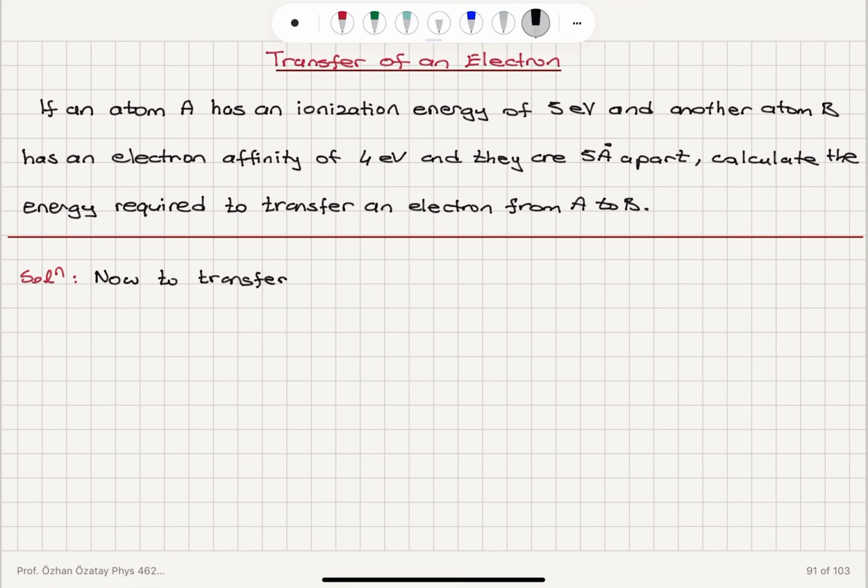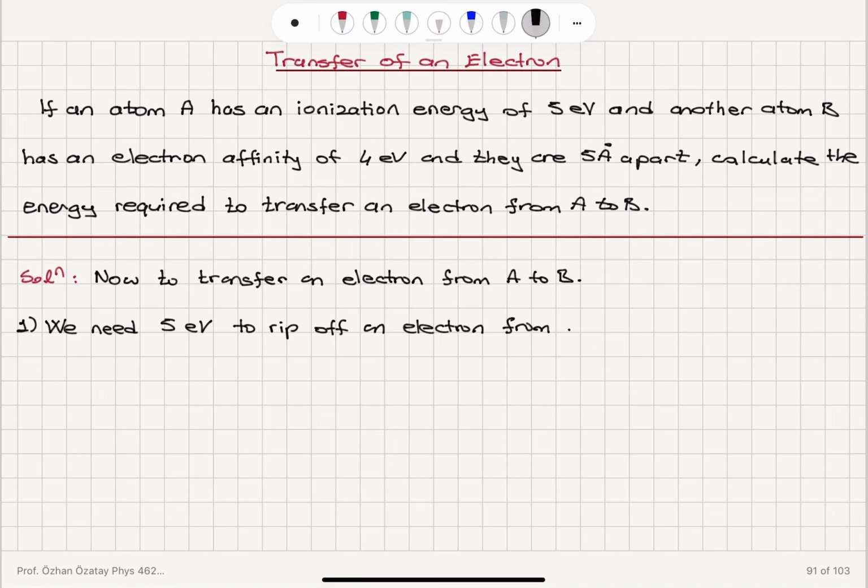So now to transfer an electron from A to B, we have to consider the steps in doing this. So the ionization energy, that means we need 5 electron volts to rip off an electron from atom A. So this is our ionization energy.